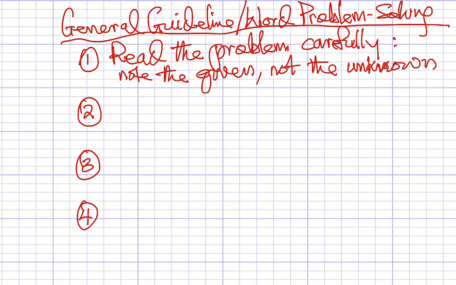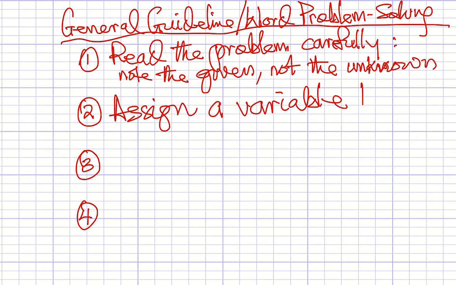And then secondly, you assign a variable. We discussed variables in several of my videos. Assign a variable to the unknown. Once you discover the unknown, you assign a variable to it. This is a very, very important step, because once you assign a variable to the unknown, you then use the knowns to find the unknown.